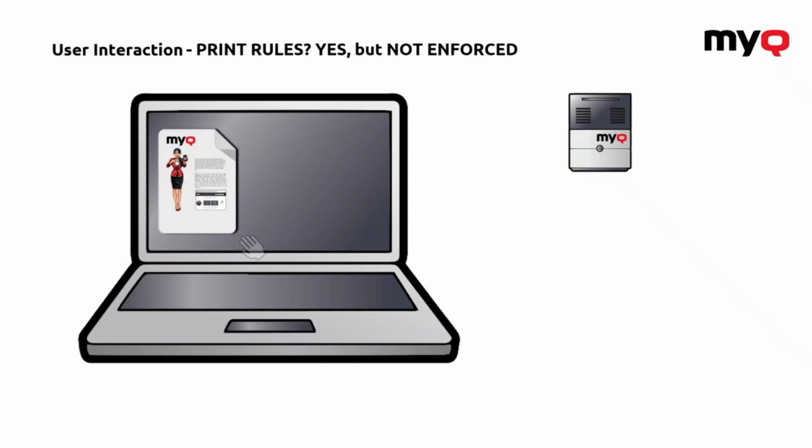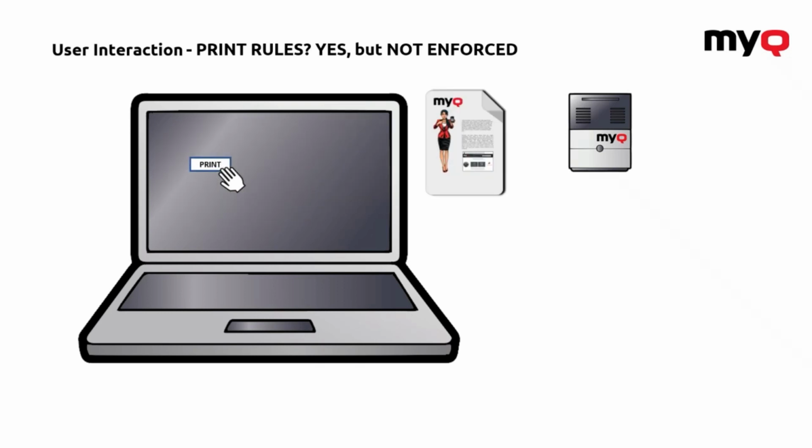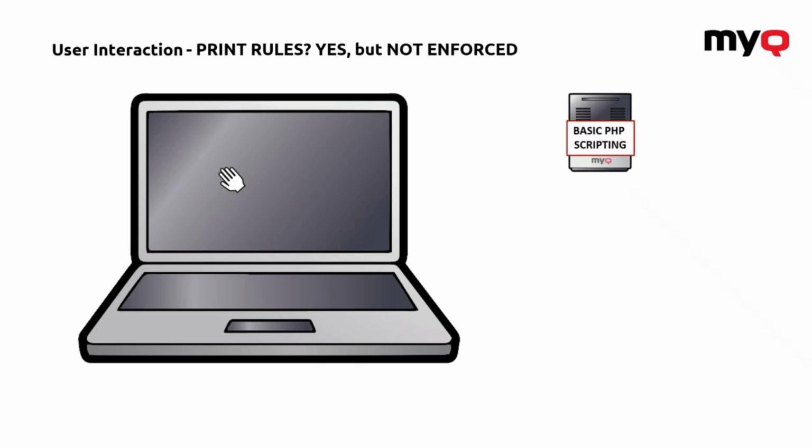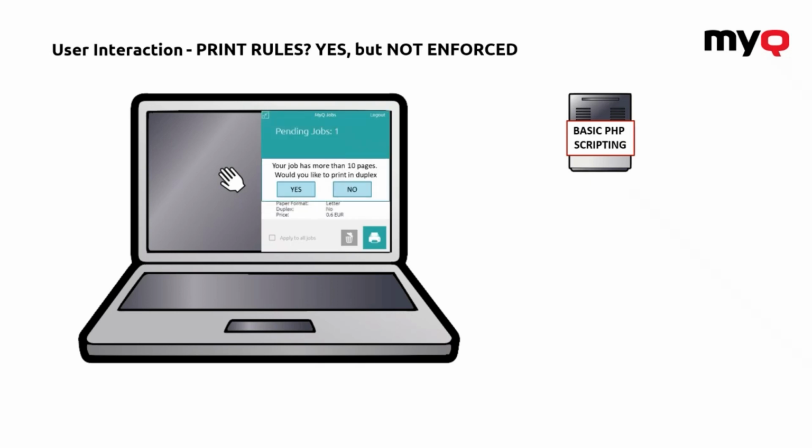So every time you print a job, it first goes to the server, but the server has a few lines of a PHP script applied to that queue, so it knows it should communicate with the application and show a very simple dialog, like in this case. So for example, that the job has more than 10 pages, and it's up to the user to decide if the rule should be applied or not. So in this case, to print it in duplex or not. And based on the selection, of course, it's then printed.